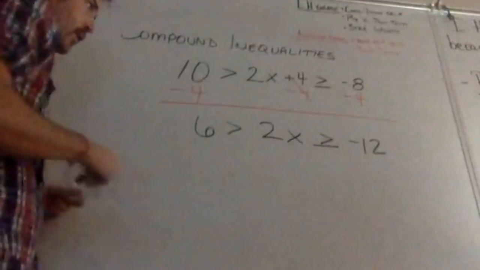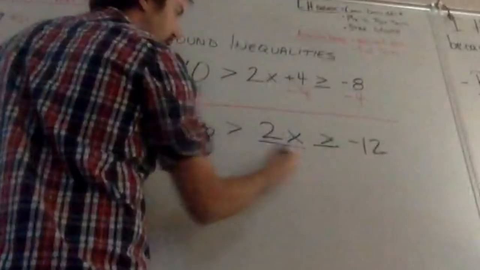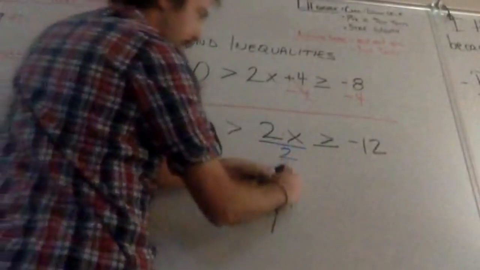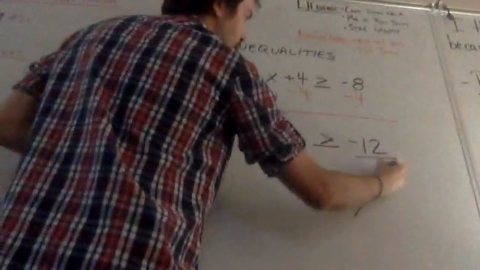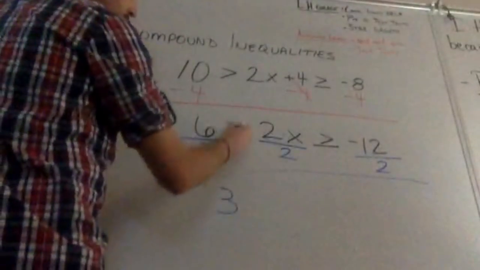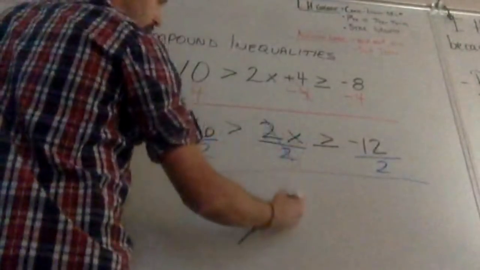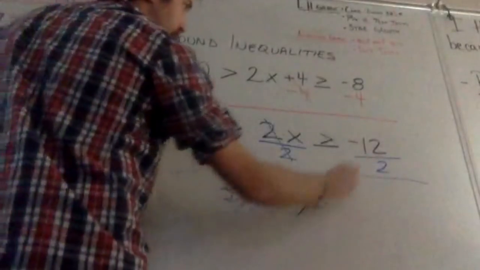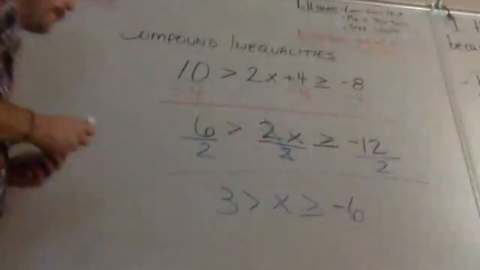So then my final step, just like you did with your other inequalities, is, since we have 2 times x, we're going to divide by 2, not only on the inside, but also on the outsides. I'm going to divide 6 by 2 and -12 by 2. Then 6 divided by 2 gives me 3. I'm going to keep my sign. It's greater than x, which is greater than or equal to negative 12 divided by 2, which is negative 6.